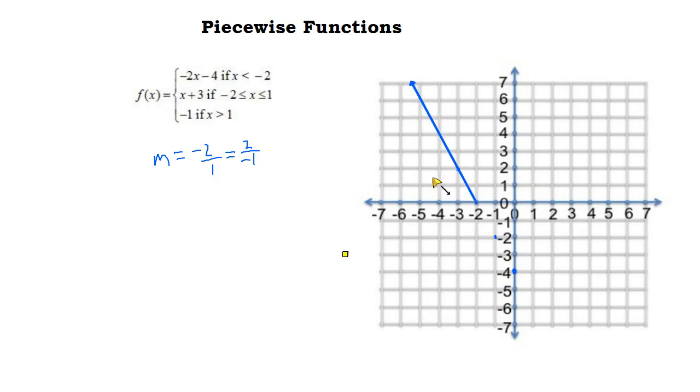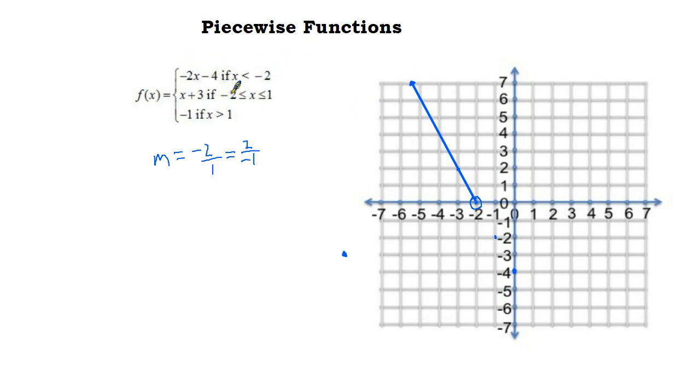One of the things I want you to notice is that at the end here we draw an arrow, because that line continues on in that direction. On the other end, x will never be negative 2 for this blue line, so I'm going to draw in an open dot. There's our open dot.